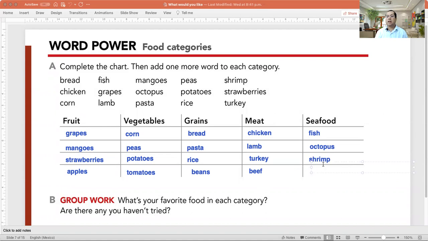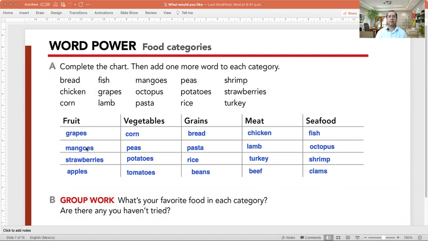So the next one is some kind of food that comes from the sea, fish, octopus, shrimp. What about, okay, what about clam, which is almejas, okay? Clams or clam, right? That comes from the sea. So that's it. We got one more word into each of the categories, right?